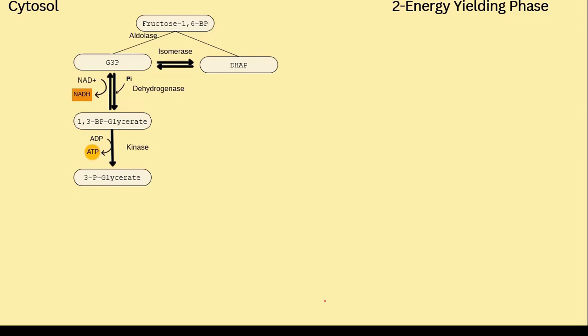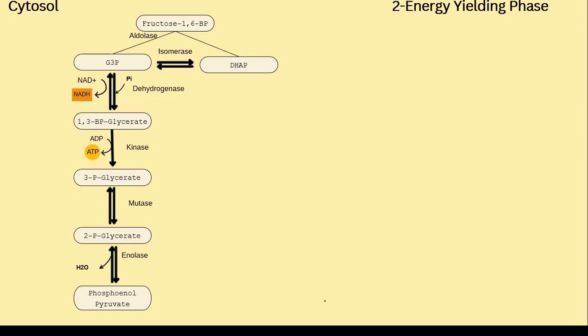3-phosphoglycerate is immediately converted into its isomer 2-phosphoglycerate using the enzyme mutase, and 2-phosphoglycerate is converted into phosphoenol pyruvate using the enzyme enolase, causing the removal of 1 water molecule. Phosphoenol pyruvate finally forms ATP from ADP and the pyruvate molecule, using the enzyme kinase.